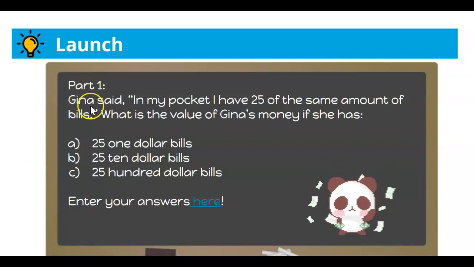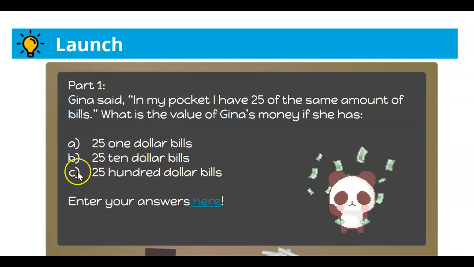And you can follow along as I read. Gina said, "In my pocket, I have 25 of the same amount of bills. What is the value of Gina's money if she has A, 25 $1 bills, B, 25 $10 bills, C, 25 $100 bills?"